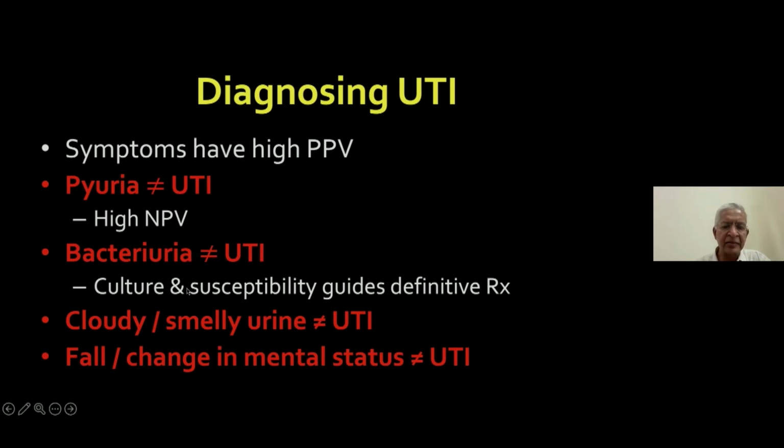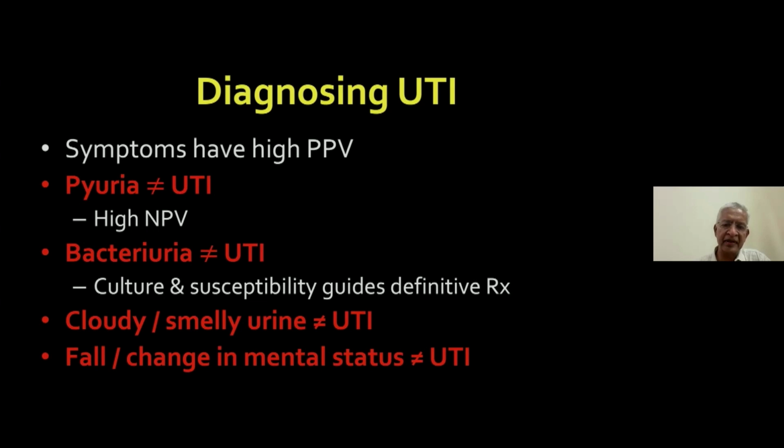But then culture and susceptibility does have a value in identifying the causative organism and determining the antimicrobial susceptibility, which will guide definitive treatment. Also remember, in elderly patients, cloudy and smelly urine or change in mental status, accompanied by any other evidence of infection like fever, hypothermia, hypotension, metabolic acidosis, is not UTI. So diagnosis of UTI is based on appropriate symptoms and confirmed by a urine culture, which will also guide you by the susceptibility testing.